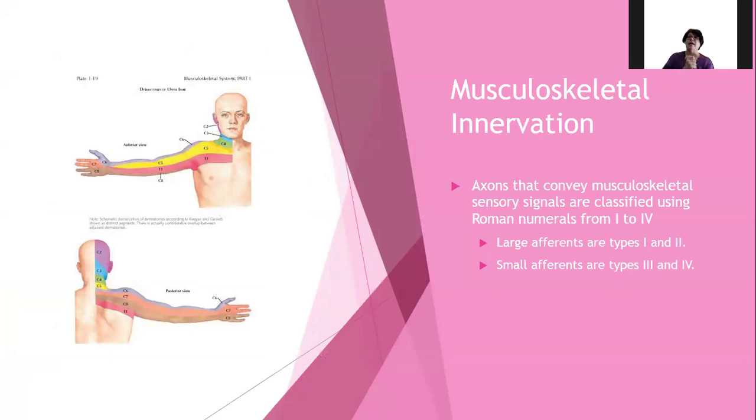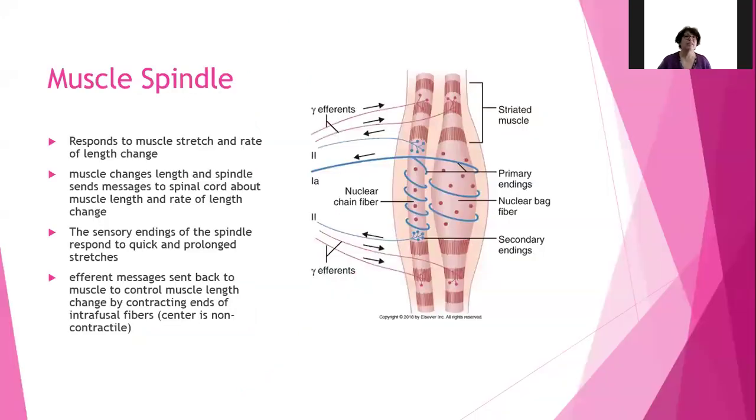The musculoskeletal system is innervated by axons that give information about what's going on with the muscles. They have Roman numerals from 1 to 4 just to make it interesting. So we have A deltas, A betas, Cs, and now we have Roman numerals from 1 to 4. And just to make it interesting, there are also As and Bs that go after those. The large afferents are types 1 and 2, so there's 1A, 1B, and 2. And then the smaller are types 3 and 4. Just to make it interesting.